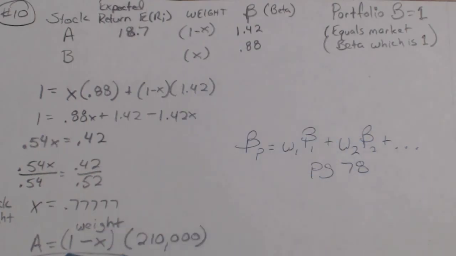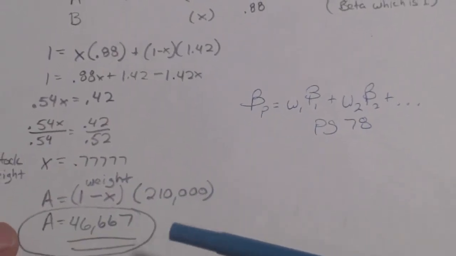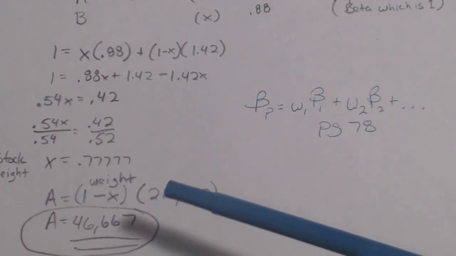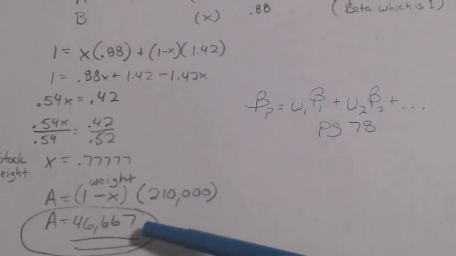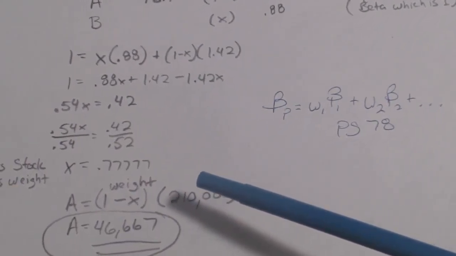We want A, which is 1 minus x. So you just do 1 minus 0.7777 times 210,000, and I got 46,667. I don't know how your teacher got 46,662. He must have rounded or something, but anyway, that's how you do it.